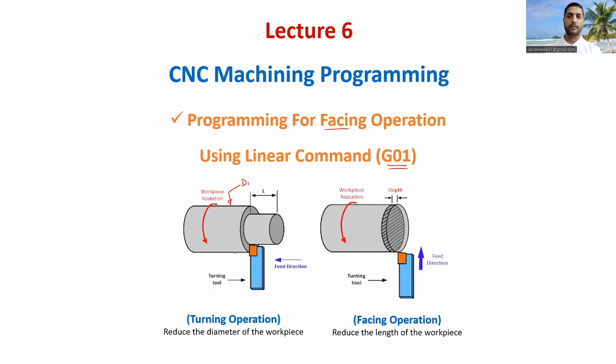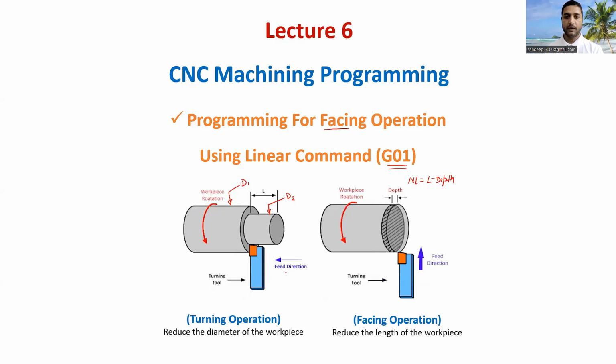Now we are removing the material from the workpiece and reducing this D1 diameter to D2 diameter up to a certain length, capital L, let us say. So this operation is simply called our turning operation. On the other hand, for facing operation, let us say the total length of this workpiece is L and we are reducing this depth from the total length. So this will be called our facing operation. The new length will become the original length minus the depth which we are removing from the workpiece.